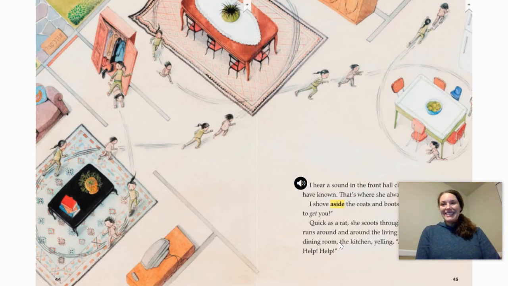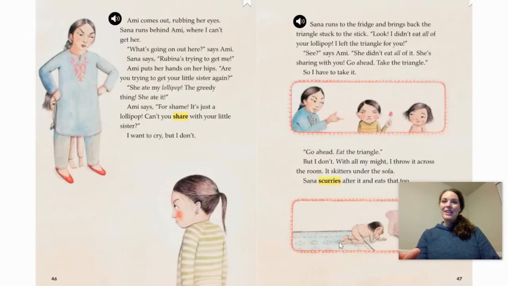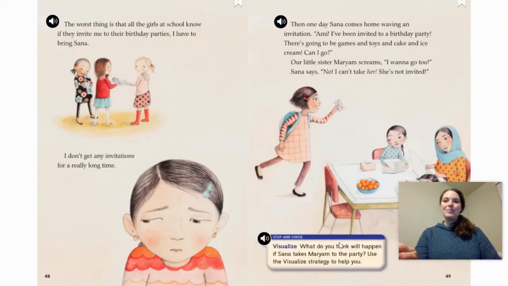So we know what happens next. Rubina chases Sana around the house because she is so upset that her sister took her party favor. After some time has passed, Sana is a little older. You can tell because the little sister has gotten older as well if you look at the pictures. And finally, it's Sana's turn to be invited to a birthday party. And this time, Ami, their mom, says that Sana must bring their other younger sister to the party, Miriam. And I think that Sana is not very happy about that.